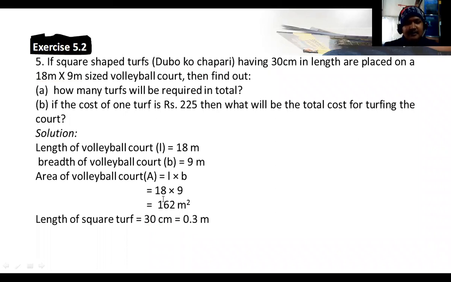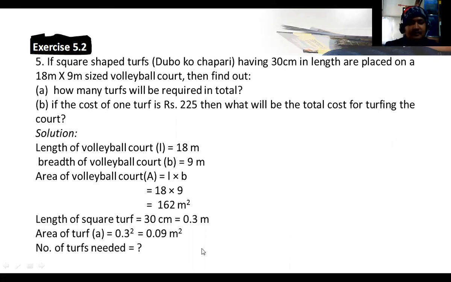Length of the volleyball court, breadth of the volleyball court, and length of the square top, all units are the same now. Find out the area of this square top. Area of the square top is 0.3 square, that is L square. After squaring it, it becomes 0.09 meters square.